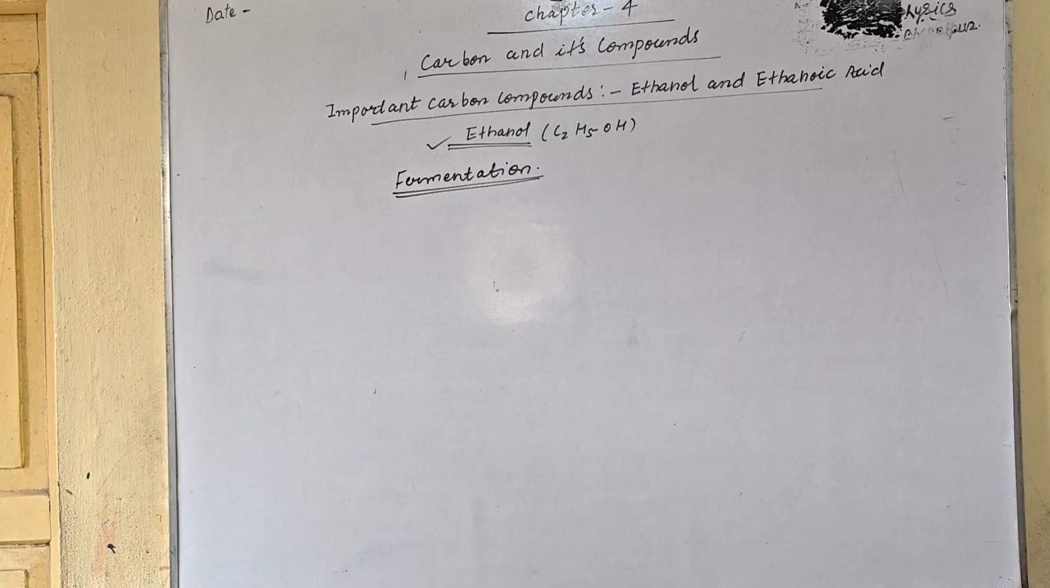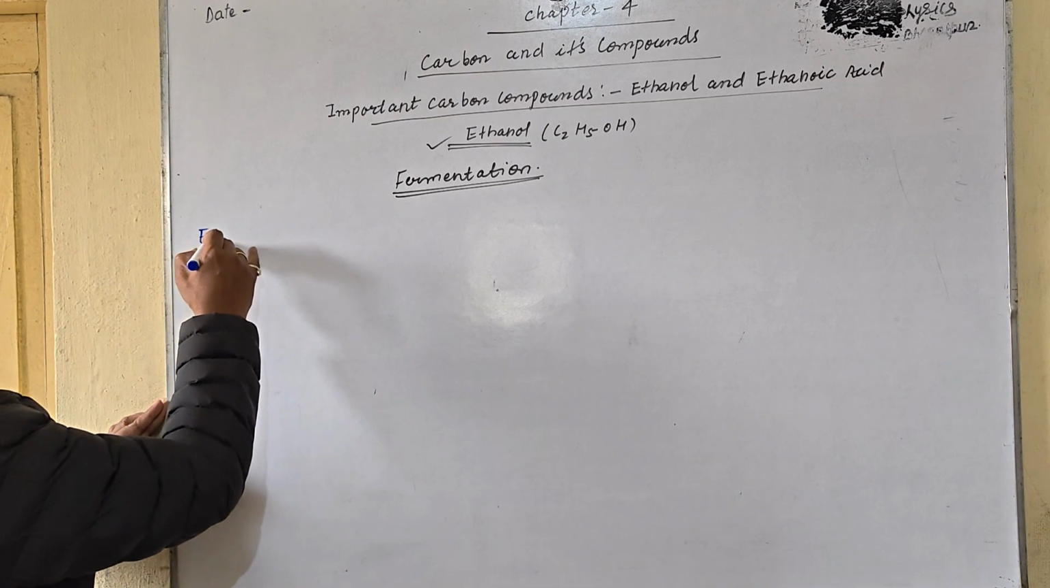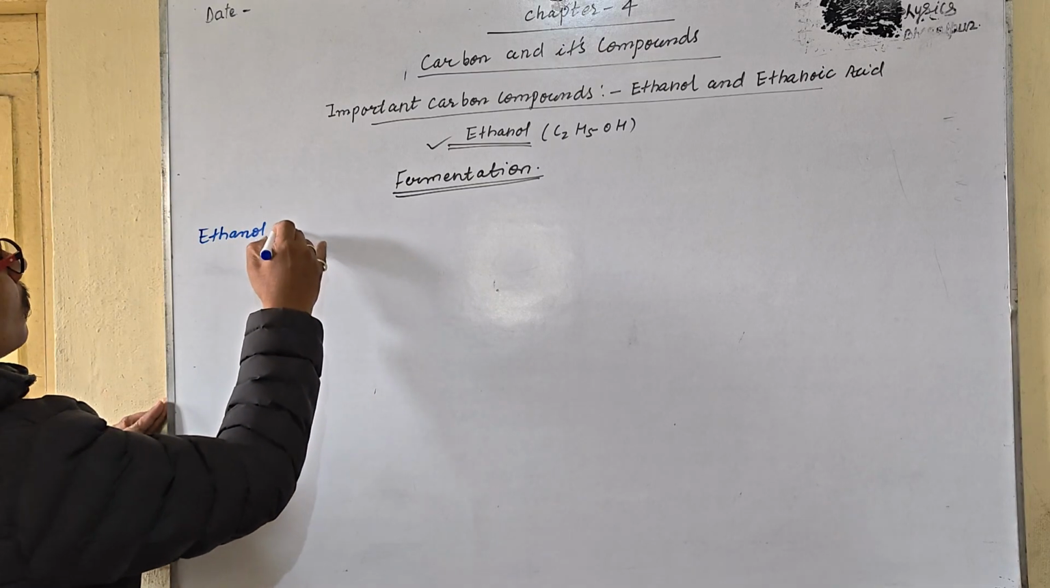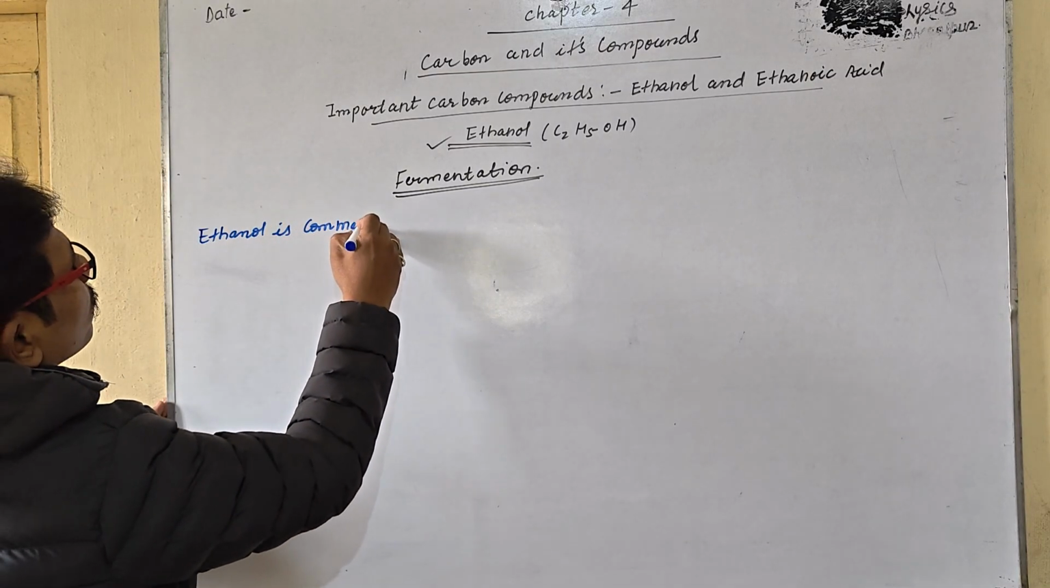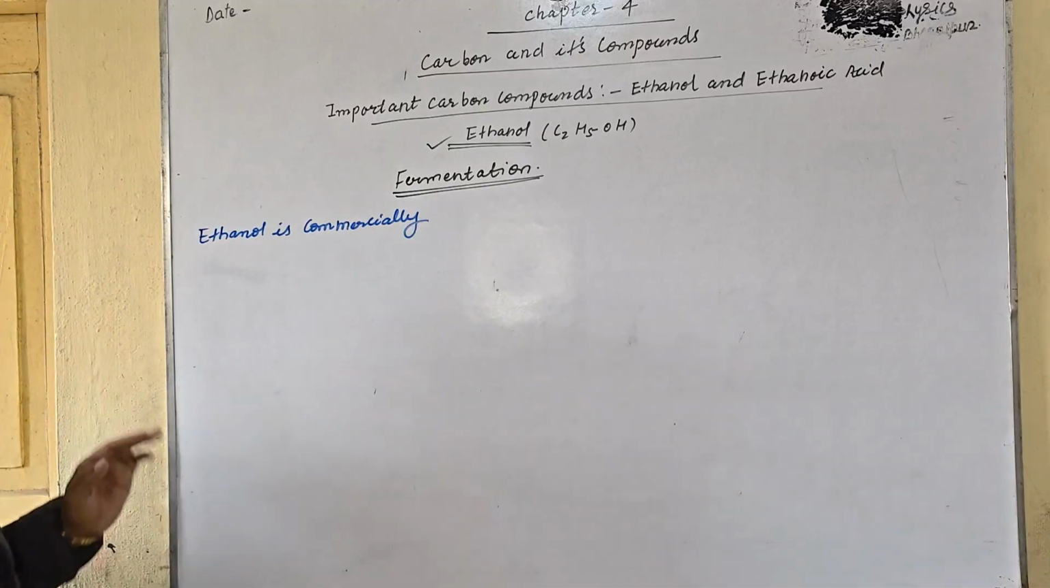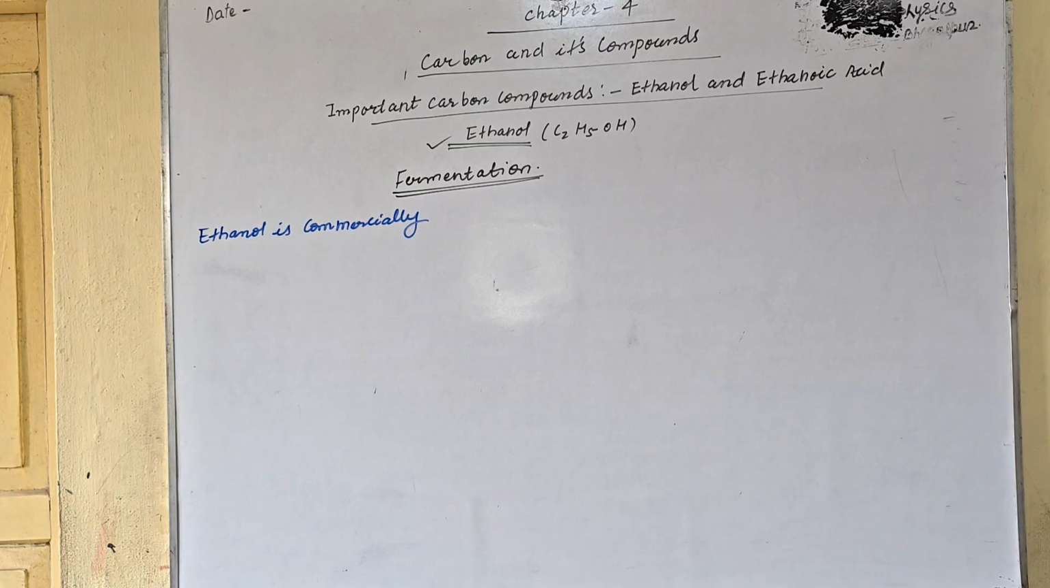Ethanol is commercially produced by fermentation of cane sugar present in molasses. The fermentation of sugar into ethanol is one of the earliest biotechniques employed by humans. Fermentation is the breaking down of bigger complex molecules into simpler molecules by the agency of enzymes or biocatalysts. So my dear friends, let us understand about fermentation.